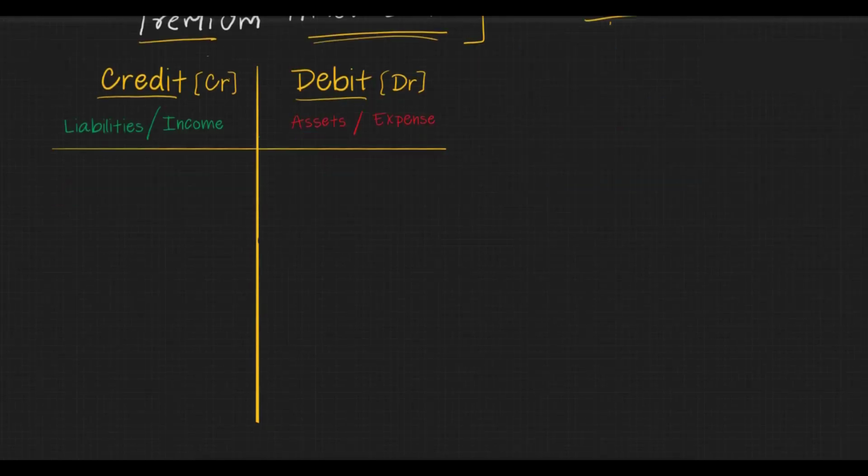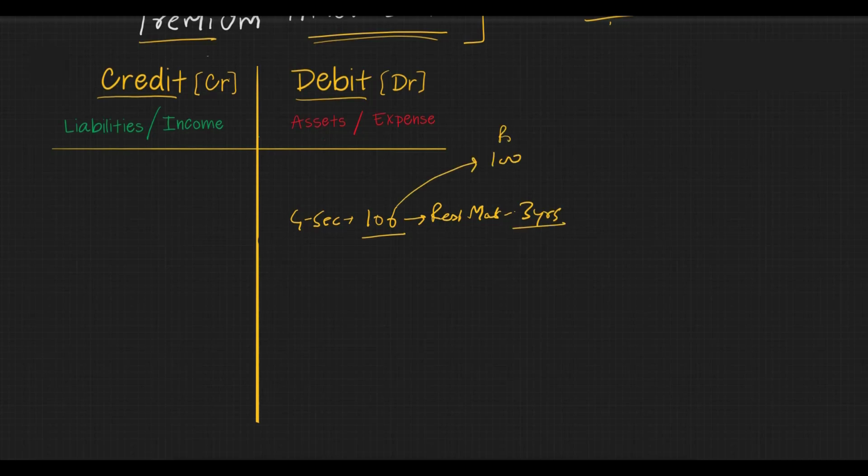Alright, let's look at an example. Say a bank purchased a government security for 106 and this has a residual maturity of 3 years. So this 106 has two components. 100 is your principal and 6 is your premium. Remember, the principal, the par value and the face value are one and the same thing. So this 100 is the principal that we are going to get back at the time of maturity.